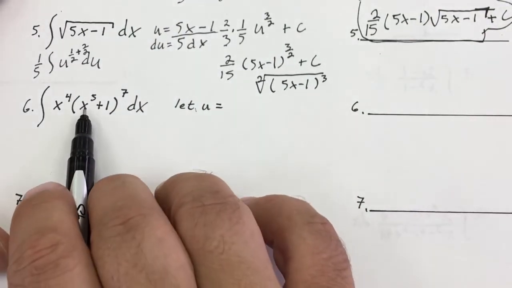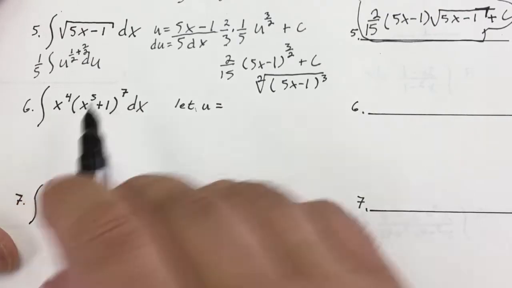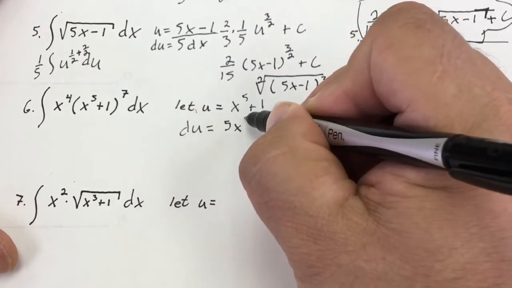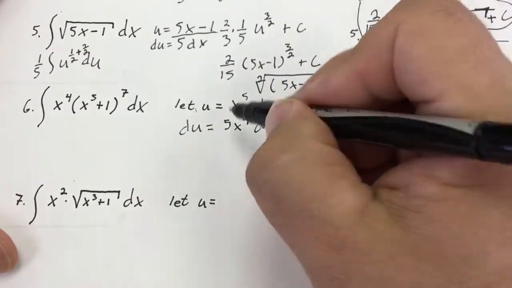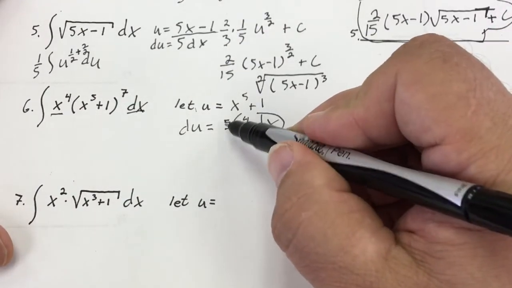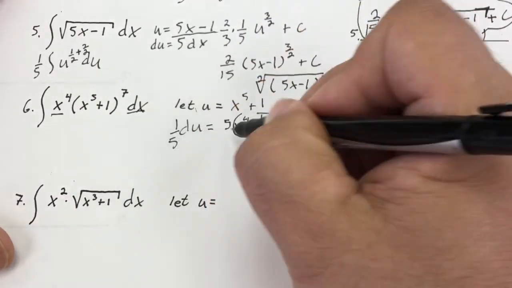Going to do a simple u sub. I'm going to let u equal the innermost or the most complicated in this case. It's going to be x to the 5th plus 1. When I take the derivative of u, that gives me 5x to the 4th dx. I need to have an x to the 4th dx, and I have an x to the 4th dx. They're going to cancel out. But I have this 5 hanging out. So to get it into u world, I have to divide both sides by 5.